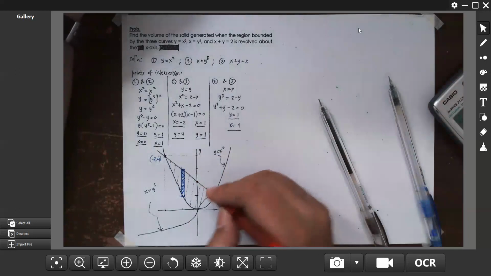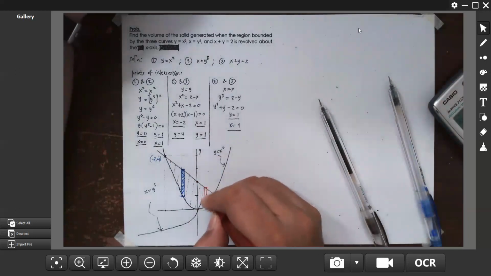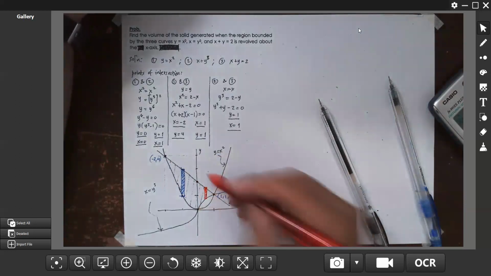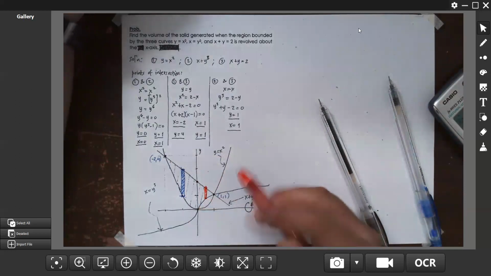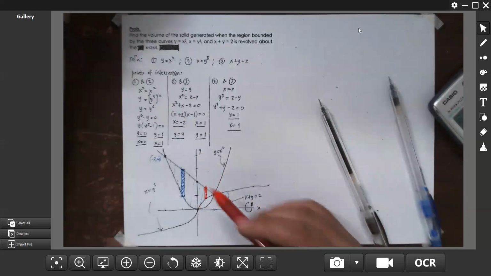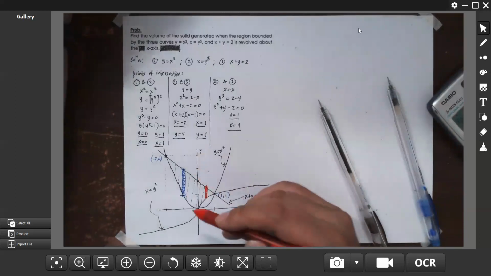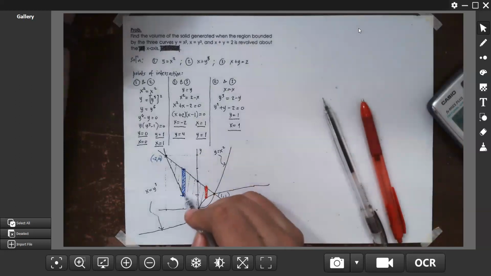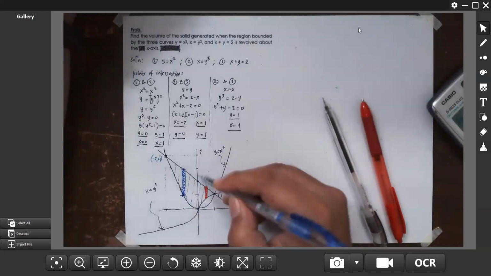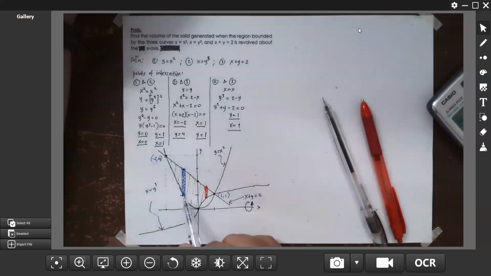While on the right side of the y-axis, if you have this rectangular strip, the upper value is the line, the lower value is the cubic equation, x equal to y cubed. Therefore, you have to split, because the condition is not consistent. So for this one, the limits are -2 to 0. For the red one, the limit is from 0 to 1.